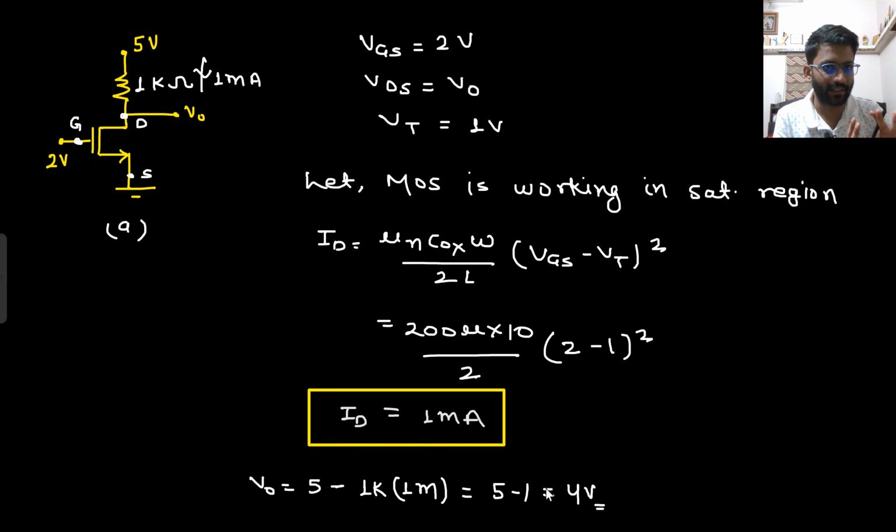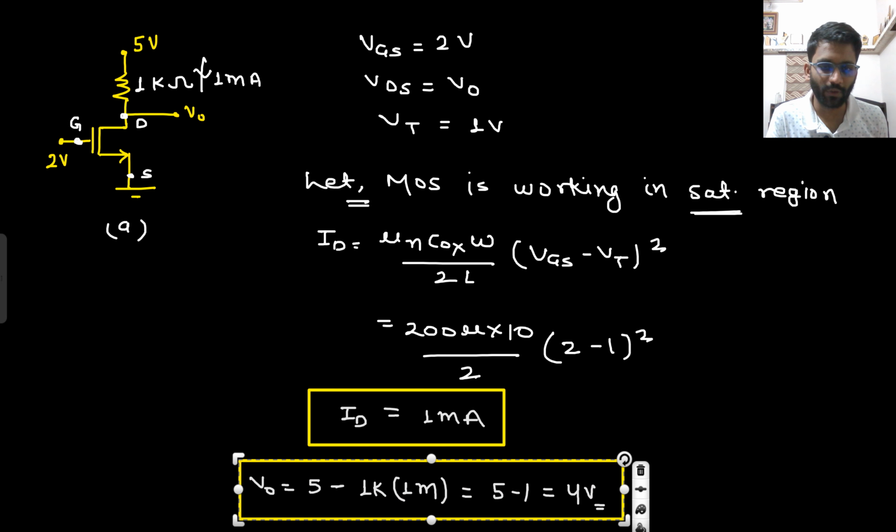But this is not your final answer. Now what did you do? You assumed MOS to be working in saturation region. So now you have to recheck if the assumption is correct or not. You assumed the MOSFET to be working in saturation region, so now we will check in what region our MOS is working.